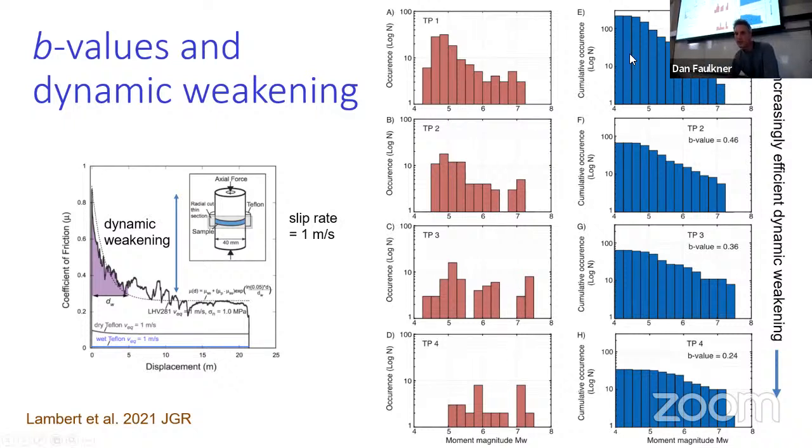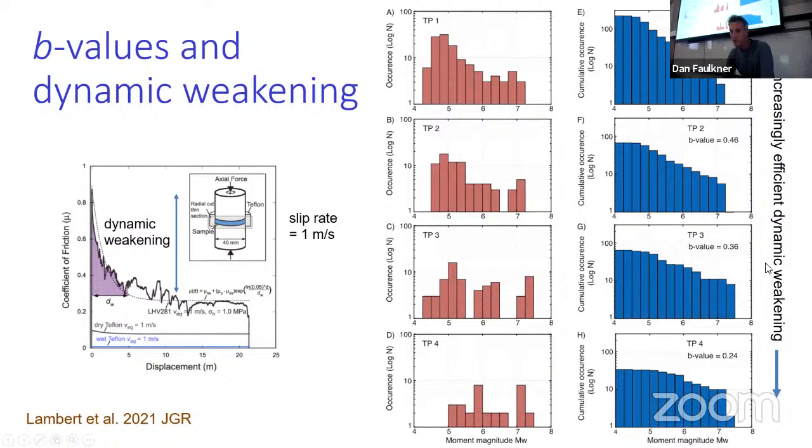The two plots that we've got on the right-hand side just here show the occurrence of events of different sizes in these earthquake models. These are the plots that we're more familiar with, the cumulative number of these earthquakes against their size. At the top, we've got not very efficient dynamic weakening, whereas at the bottom, we've got very efficient dynamic weakening. The dynamic weakening is essentially the equivalent of that A minus B parameter that we measure in our slow slip experiments in the lab, but scaled up for high velocity slip.